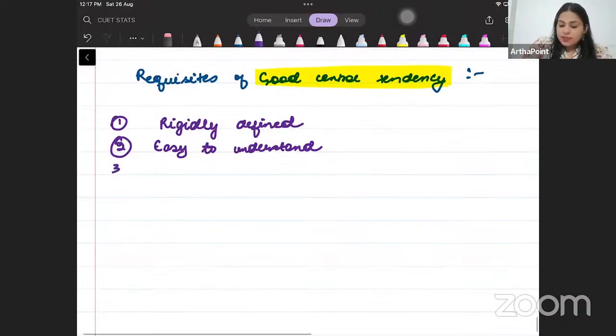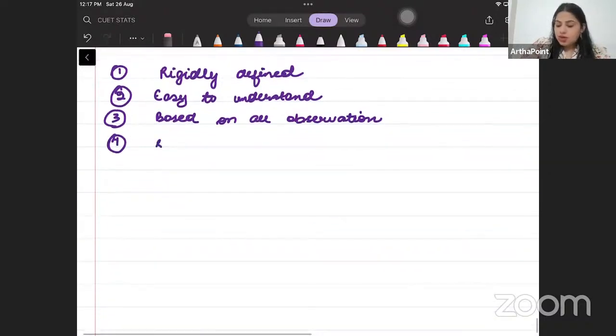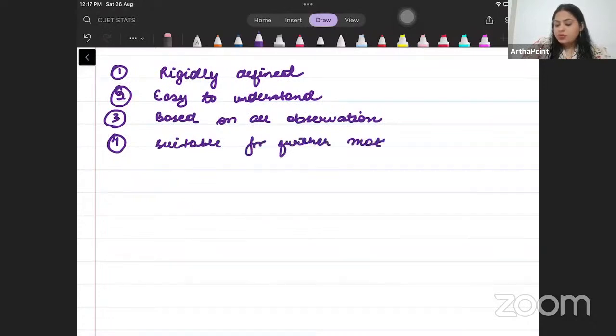But the third one is that it should be based on all observations. This is a good property of central tendency. I will show you that among mean, median, mode, is this satisfied or not? But abhi ke liye important ye hai that it should be based on all observations. Ye important property hai. The fourth one, it should be suitable for further mathematical theory.